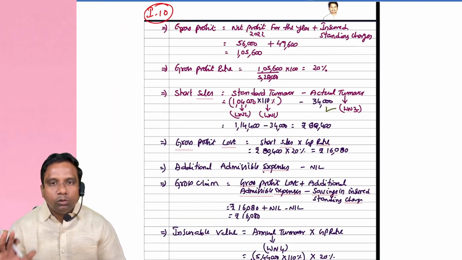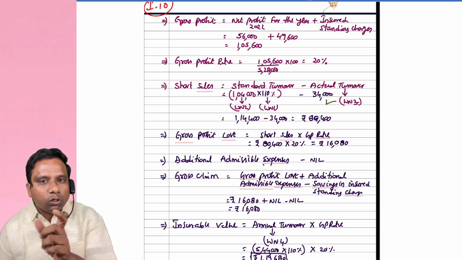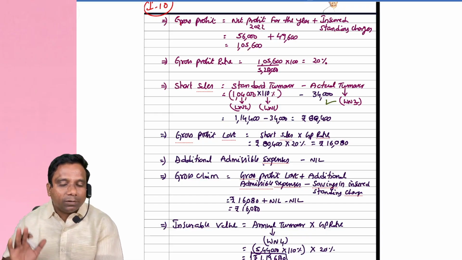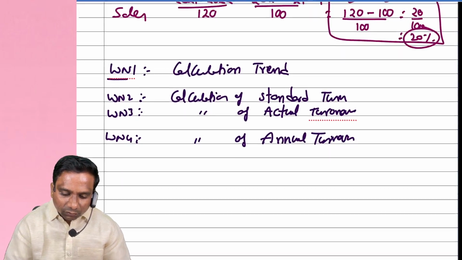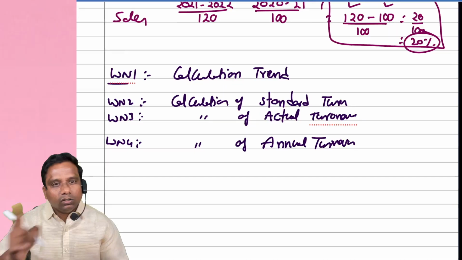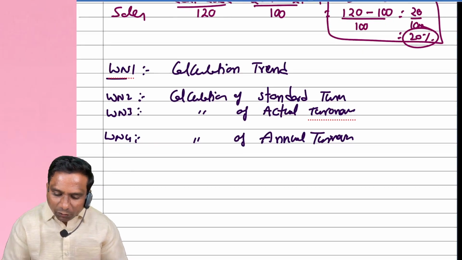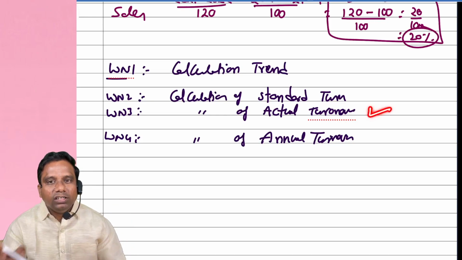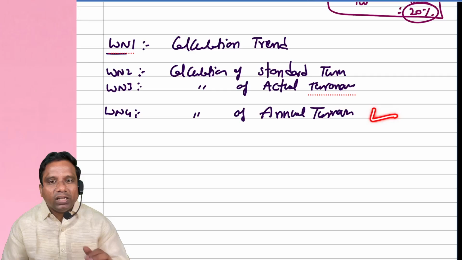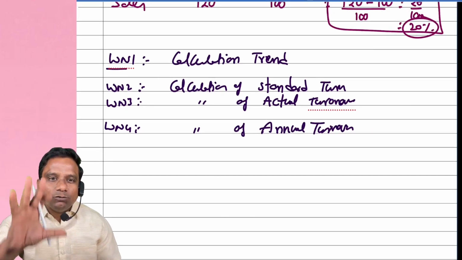This approach is going to be very easy. Wherever we require working note, that working note we prepare. In this, how many working notes? See, working note 1, calculation of trend. You can look at your material. Working note 2, calculation of standard turnover. Working note 3, calculation of actual turnover. Working note 4, calculation of annual turnover. That's it. These 4 workings.